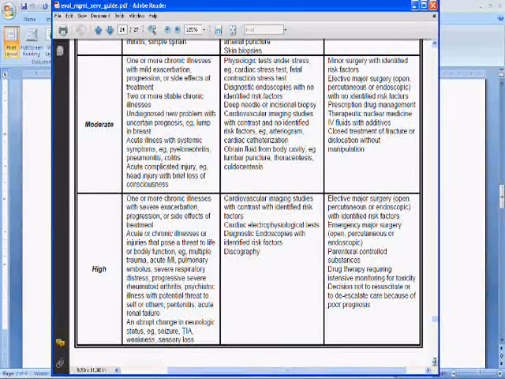So one or more chronic illnesses with severe exacerbation, progression, or side effect of treatment. That would be somebody, say with hypertension and their blood pressure is like 200 over 180. They call that hypertensive emergency, and that is a severe exacerbation. You run the risk of running into organ failure with that particular condition with that severe of an exacerbation.